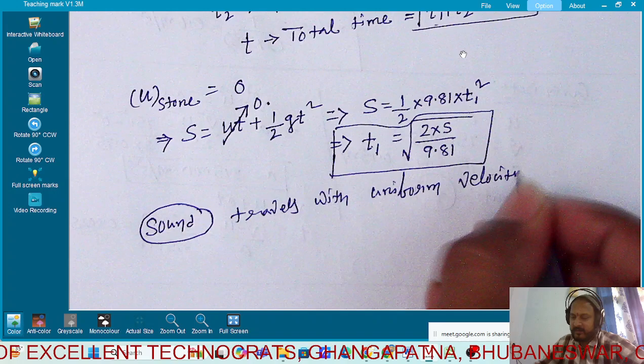Is it correct? Sir, I am not able to understand here. Which one? S is equal to VT2? See, at uniform velocity, acceleration is 0. Uniform velocity means the velocity is uniform. I told you already. Here you see.